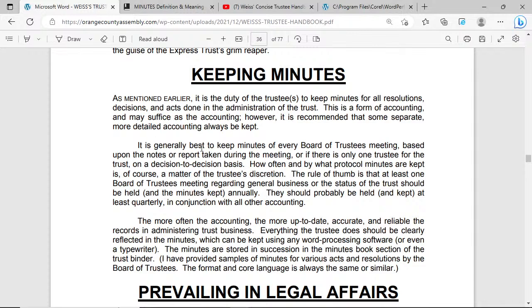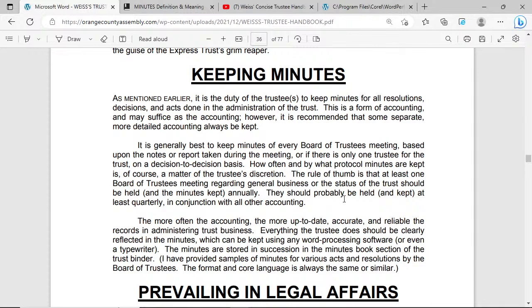Continuing, it is generally best to keep minutes of every Board of Trustees meeting based upon the notes or report taken during the meeting, or if there is only one trustee for the trust, on a decision-to-decision basis. How often and by what protocol minutes are kept is, of course, a matter of the trustee's discretion. The rule of thumb is that at least one Board of Trustees meeting regarding general business or the status of the trust should be held, and the minutes kept annually.